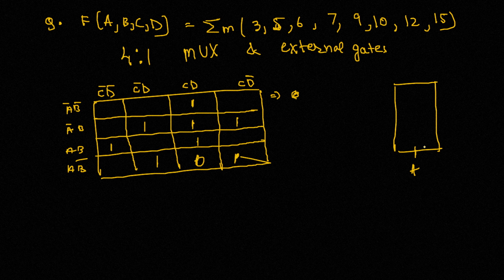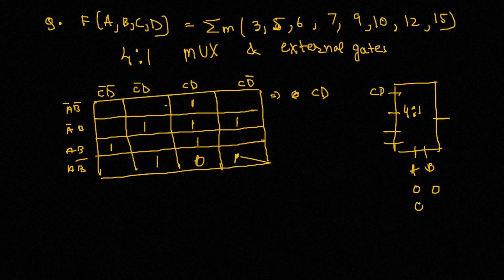this is A and B, and we have the 4 cross 1 mux. We have 4 inputs. Okay, so let's see for different values of the select lines what we have to take as the input. So we have 0 and 0, which is A complement, B complement. For A complement, B complement, you can see that the only output that you're getting is CD, right? All the other places you have 0. So that is the first input that we'll have to take, CD.